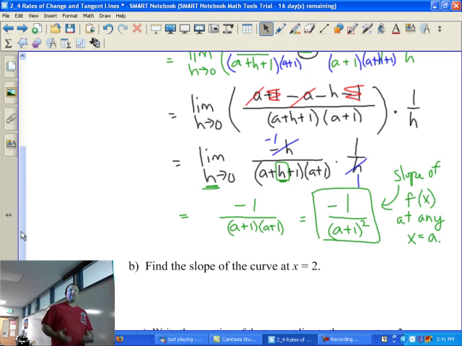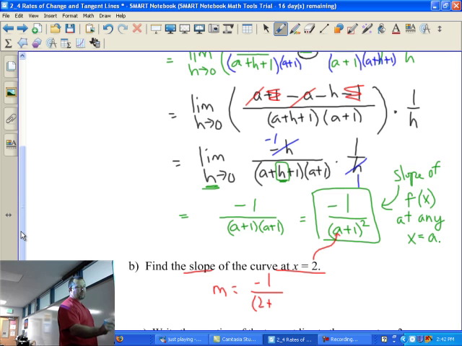Okay, the slope is dependent on a. So what if I want to find the slope when x is 2? Well, all I have to do is plug 2 in where there's an a. So we're going to have the slope equals negative 1 over 2 plus 1 squared. That's 3 squared is 9, so it's negative 1/9.